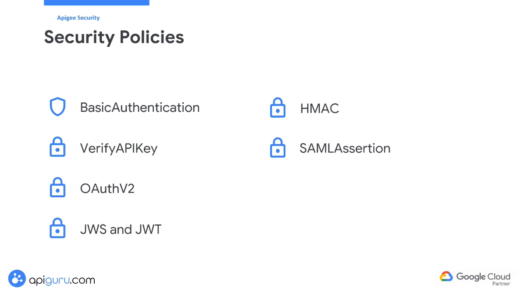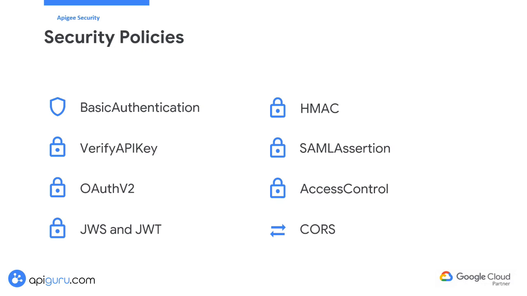The SAML assertion policy validates incoming messages that contain a digitally signed SAML assertion and generates SAML assertions to outbound XML requests. This is common in environments where SAML is used for single sign-on, and you must bridge SAML-based authentication with OAuth-based authorization. The access control policy allows you to allow or deny access to your APIs for specific IP addresses. And the CORS policy lets you set cross-origin resource sharing headers for APIs consumed by web applications. This policy is essential when your APIs are accessed by web applications hosted on different domains.